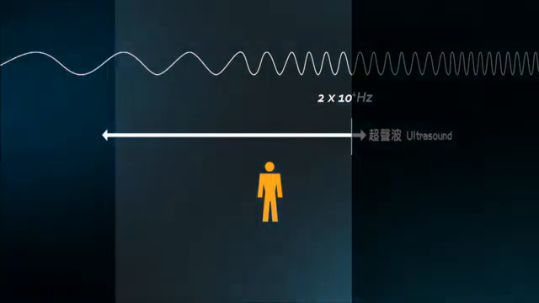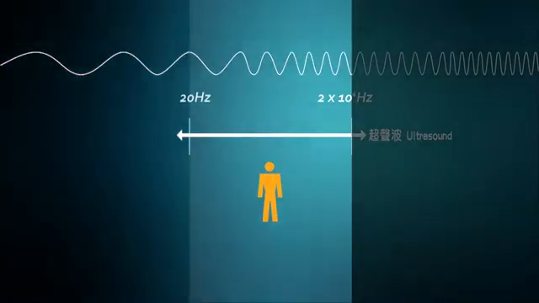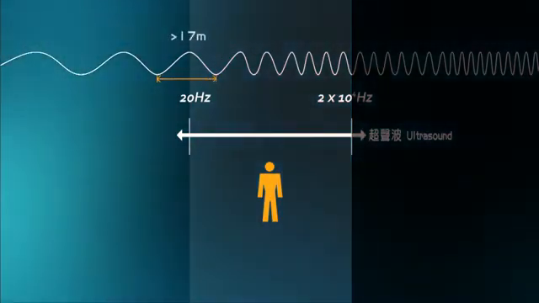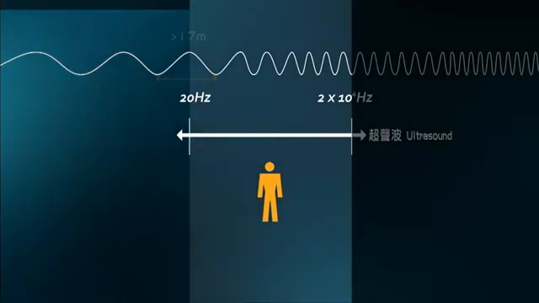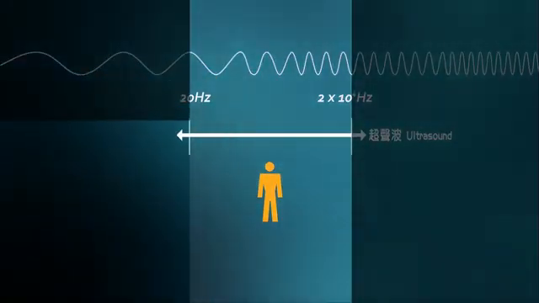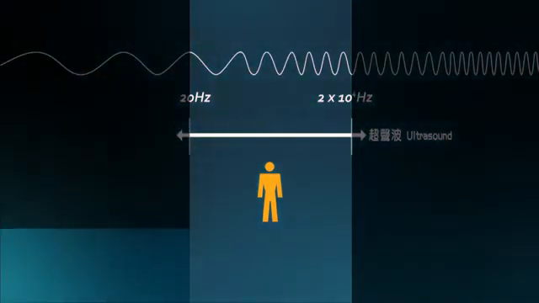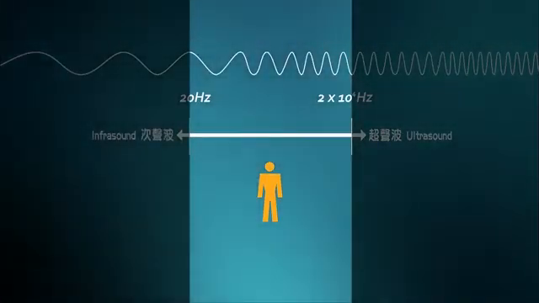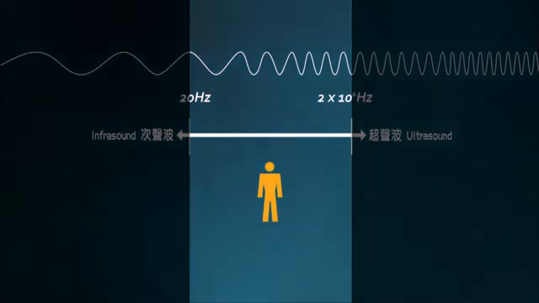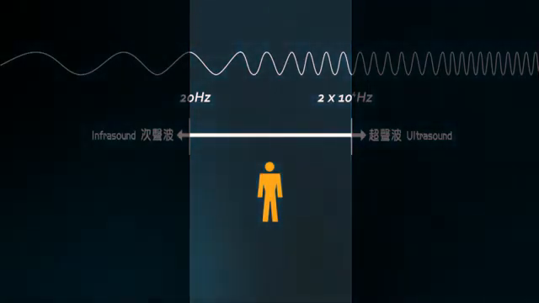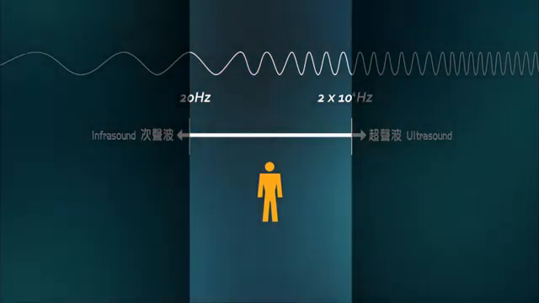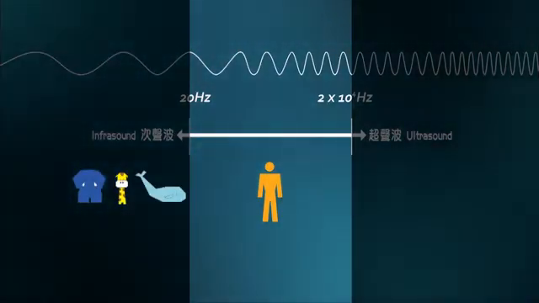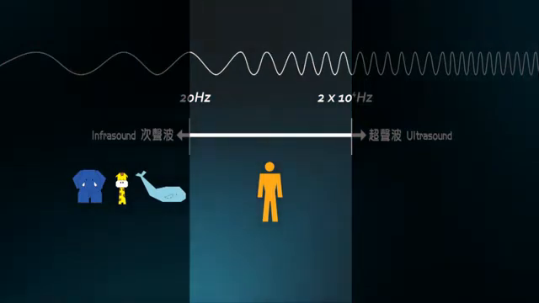There's also another limit. Sounds with a frequency lower than 20 Hz, which have a corresponding wavelength about 17 meters, also can't be heard by the human ear. We call sounds with such a low frequency or long wavelength infrasound. The human ear basically cannot hear an infrasound, but some animals, like elephants, giraffes, or whales, can receive and generate infrasound to communicate with each other.